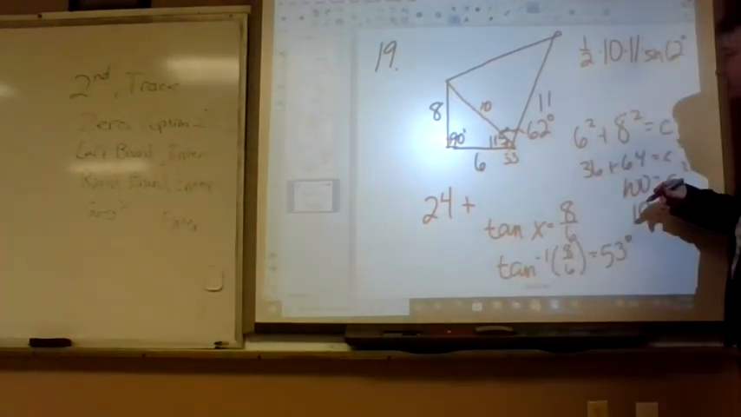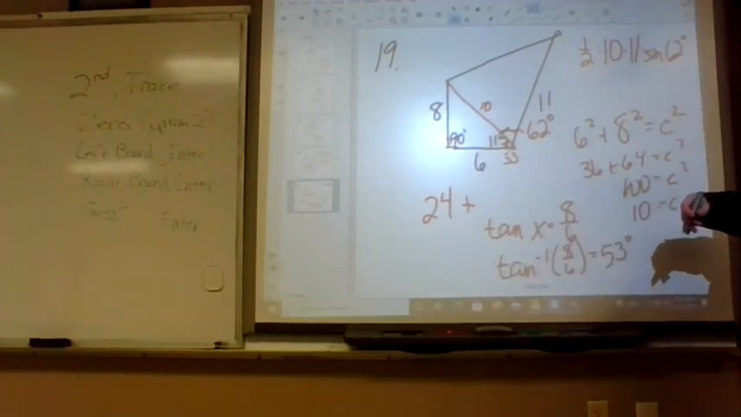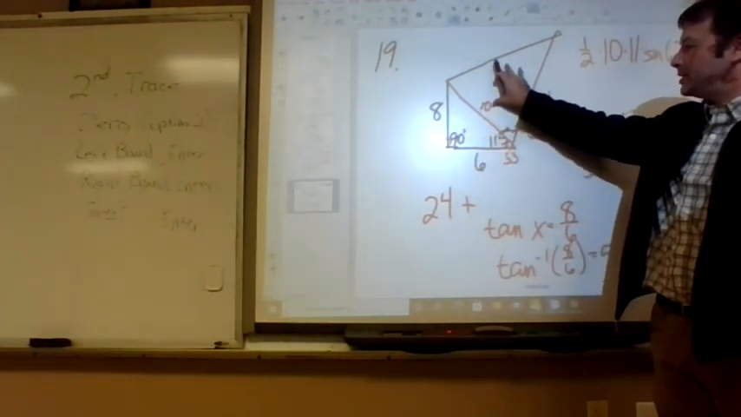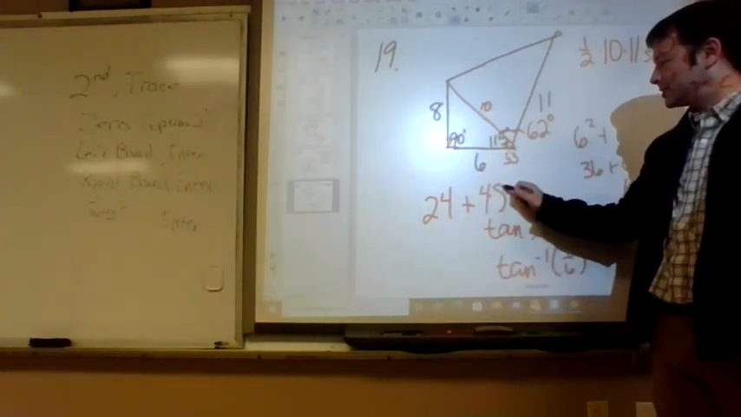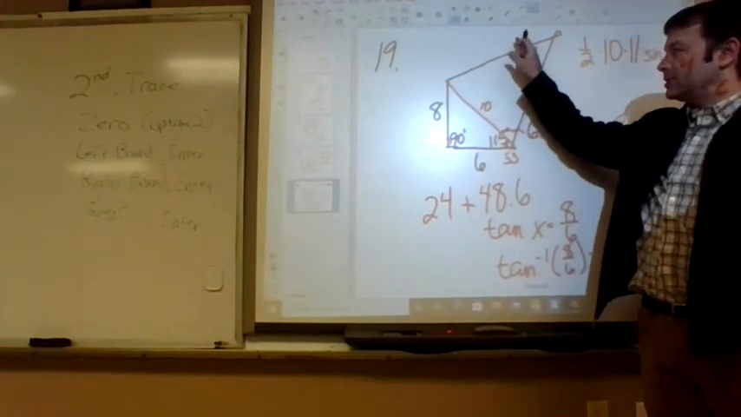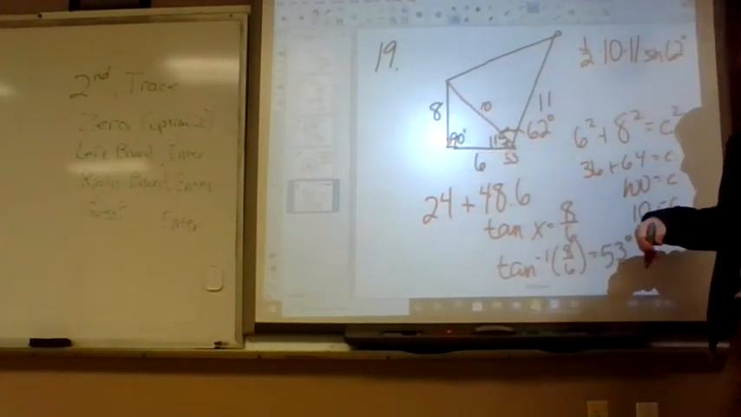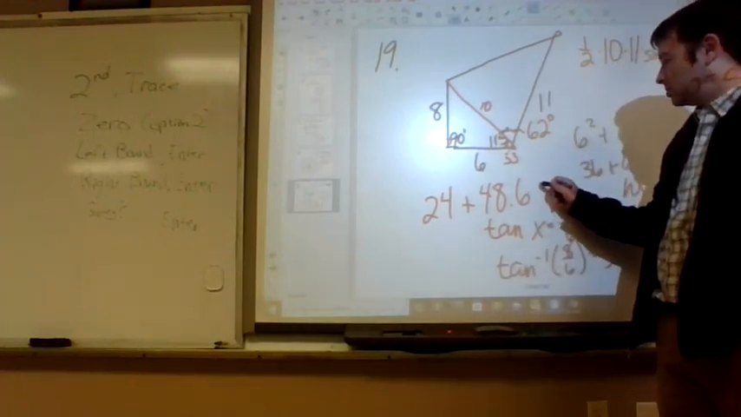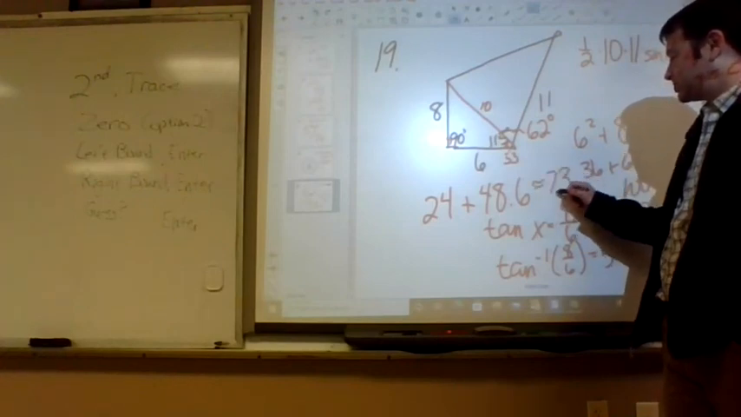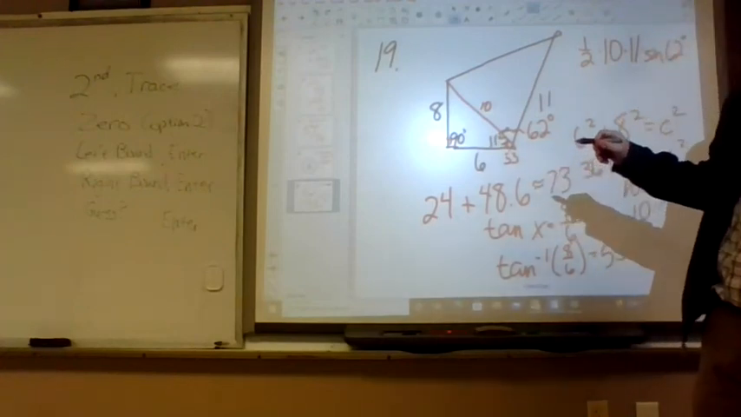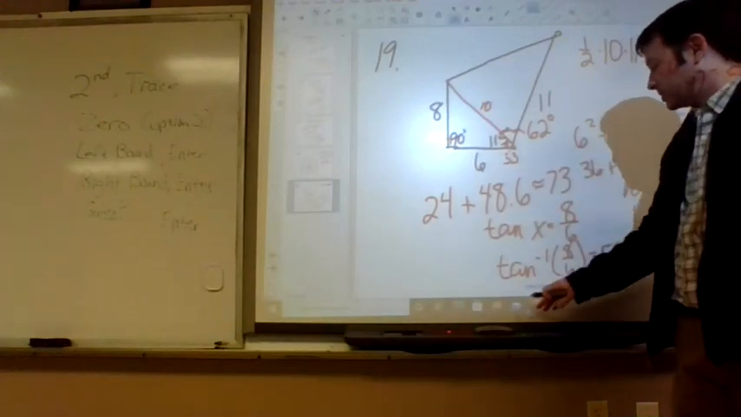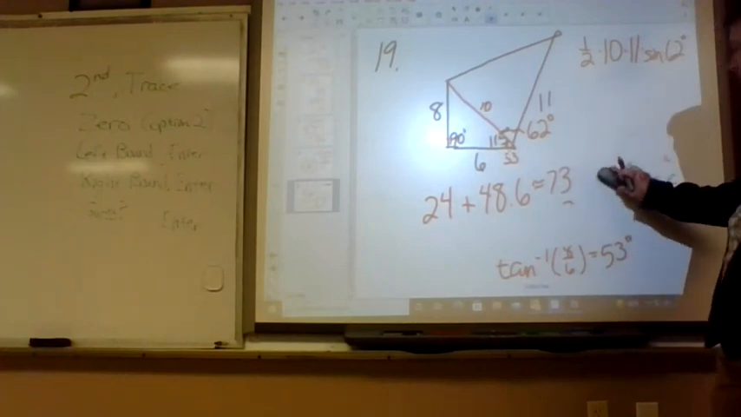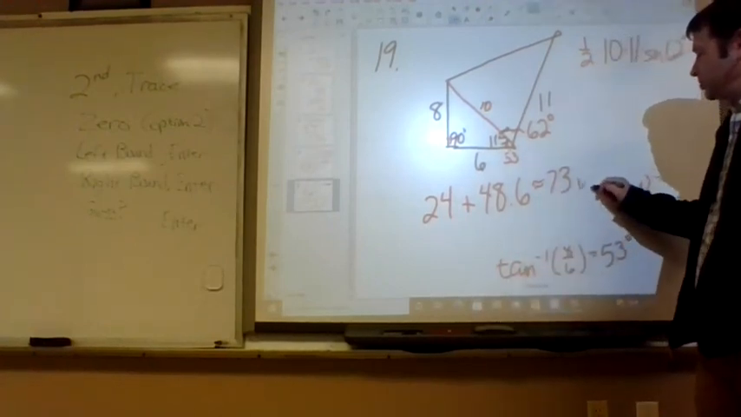Yeah, they didn't write that down, of course. Wait, what was this after the 24? 24 is the area of this triangle. So if I get the area of this triangle, Josh said it was 48.6, then that should equal the area of the whole thing. 72.6, yeah, they put 73. It doesn't tell us to round or anything. Oh, it says to the nearest square unit. Okay, I guess it does. 73 units squared, there we go.